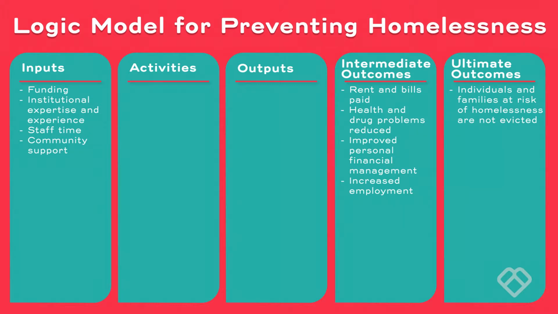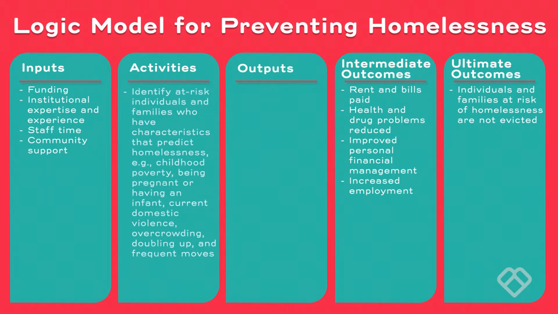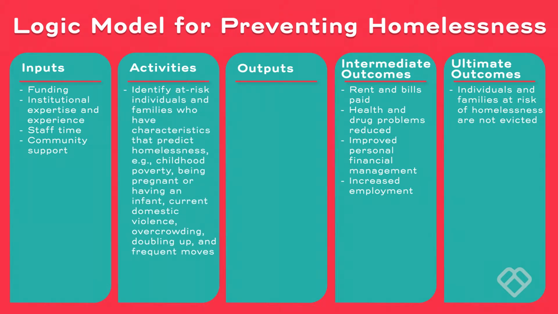And now we look at the activities and outputs that lead to those intermediate outcomes and hopefully to the ultimate outcomes. The activities involve identifying at-risk individuals and families who have characteristics that predict homelessness. For example, childhood poverty, being pregnant or having an infant, current domestic violence, overcrowding, doubling up, frequent moves. All of these have been shown to be good predictors that somebody is likely to be evicted. And then identify individuals who fit those characteristics.